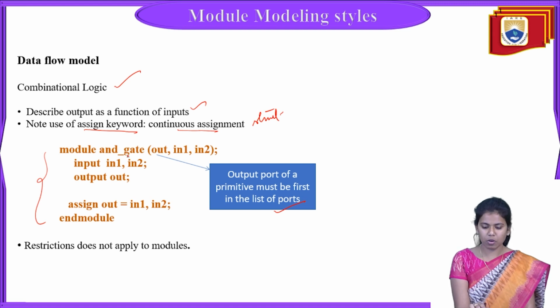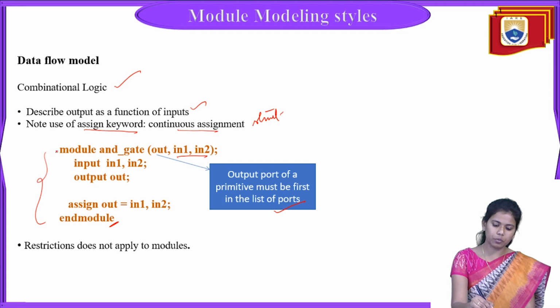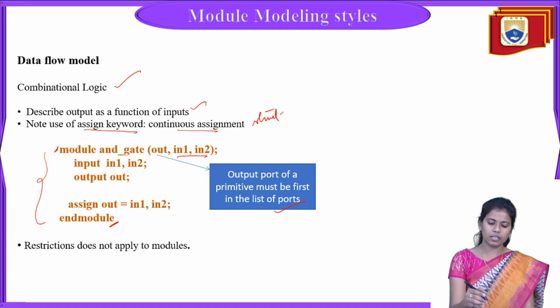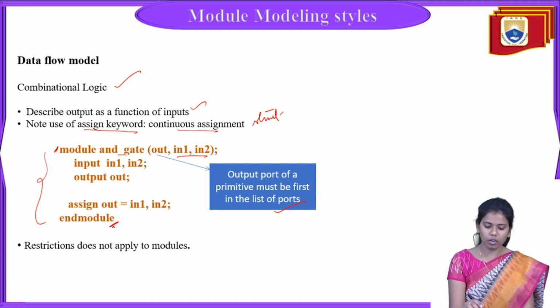So module, the name of the digital circuit, and gate, and the port list consists of the output port list first and then followed by the input port list. And you have input, output. Inputs are in1, in2 and the output is out. And then assign out. As I said, assign is a keyword that is to be mentioned. So assign out is equal to in, comma, in1, comma, in2. And then finally, we are terminating the syntax with endmodule. As we started with the keyword module, we are ending with a keyword called endmodule.